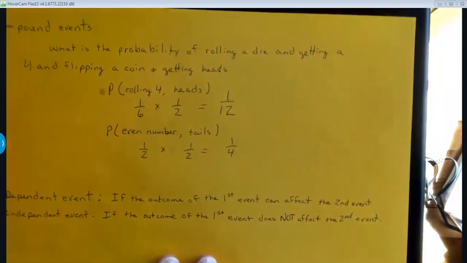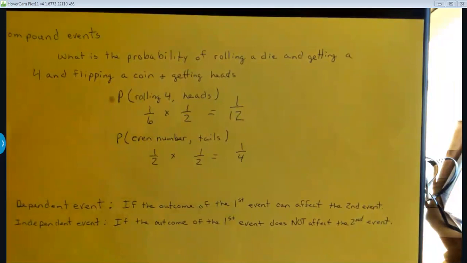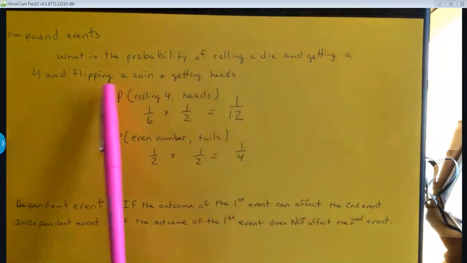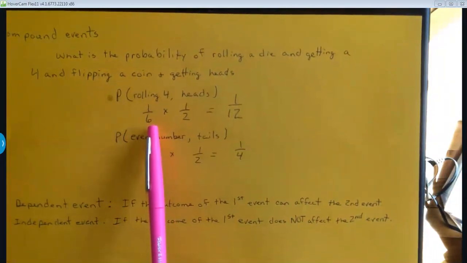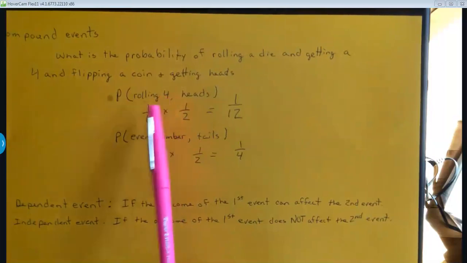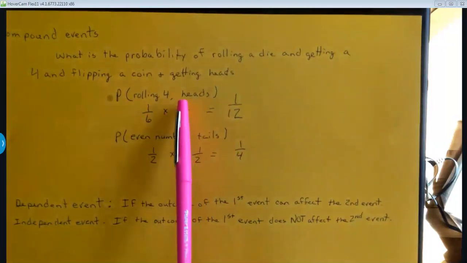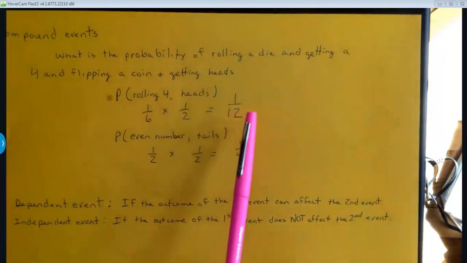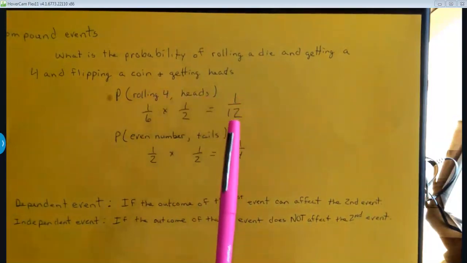Compound events. When you're trying to find compound events, you find the probability of both of them and multiply them together. So what is the probability of rolling a die and getting a 4 and flipping a coin and getting heads? Well, the probability of getting a 4 is going to be 1/6. There's 1 4 out of the 6 possible numbers that you could land on. What is the probability of landing on heads? That would be 1/2. You multiply those together and you end up with 1/12. The probability of rolling a 4 and getting heads then is going to be 1/12.